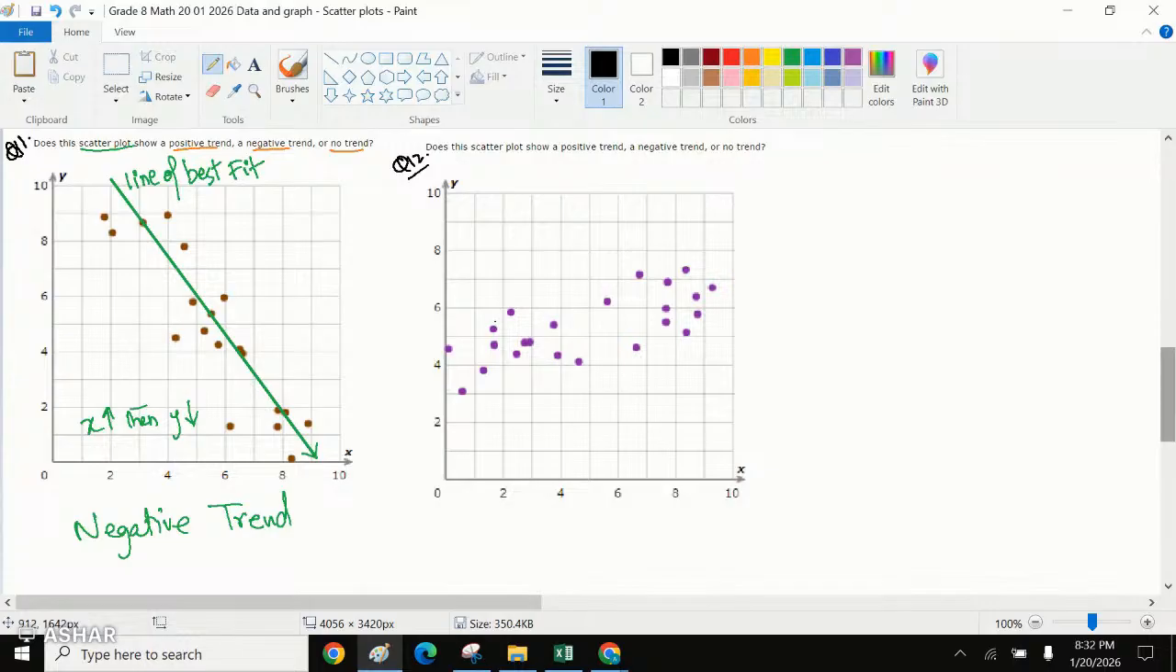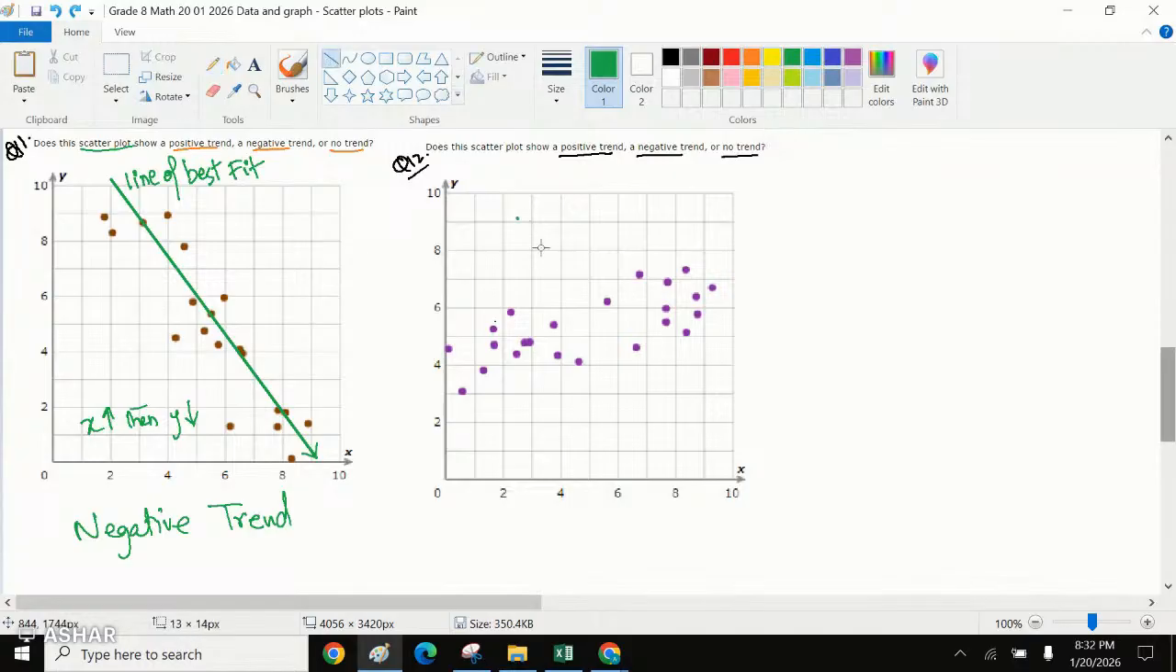Okay. Positive trend, negative trend, or no trend? What do we see over here? Do we see the points scattered throughout the diagram? No. They are scattered, but they are mostly in the center. So we cannot see any points on the extremes, right? Since we do not have any points on the extremes, it cannot be no trend. There must be a trend, right?